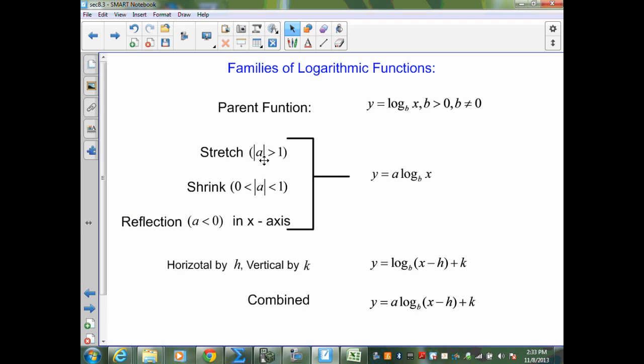When the absolute value of a is greater than 1, then it's a stretch. Our shrink is when the absolute value of a is between 0 and 1. And when a is less than 0, then we know that that's going to reflect over the x-axis.